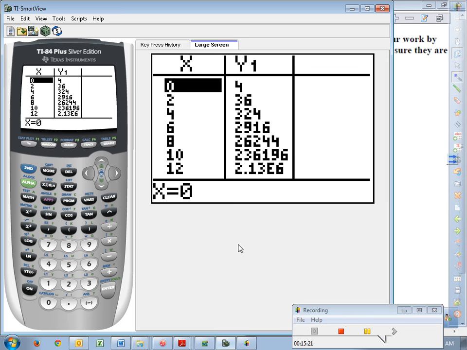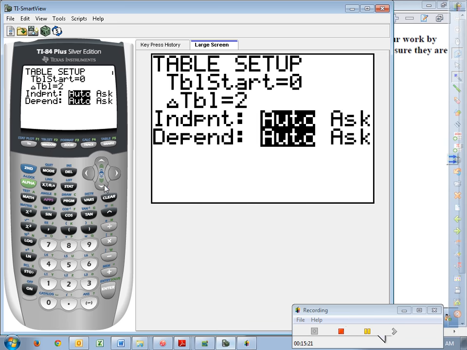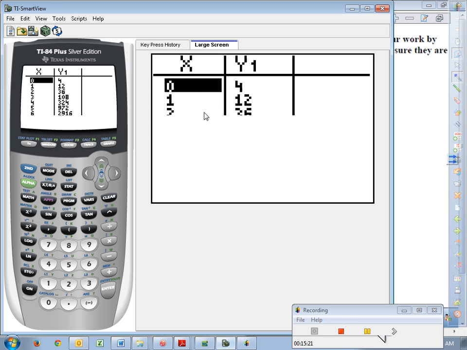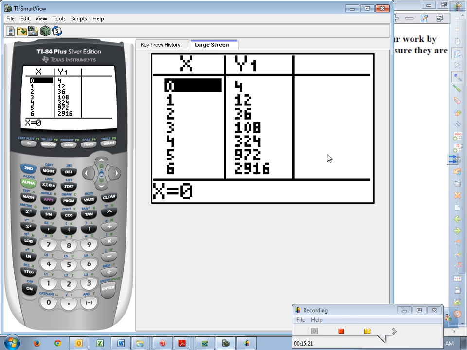Is the point 0, 4 on there? And then what was the other point? 2, 36. Now my table is going by 2s. If yours is all messed up because we did that a while back, you go to your second table set, and you can have your tables go by 1s instead, which is probably something we need to fix back. Then hit enter, and second table. Now it's going by 1s again. But still, aren't those 2 points on there?